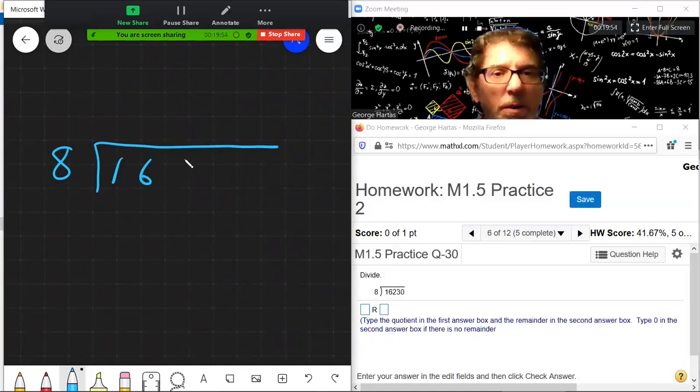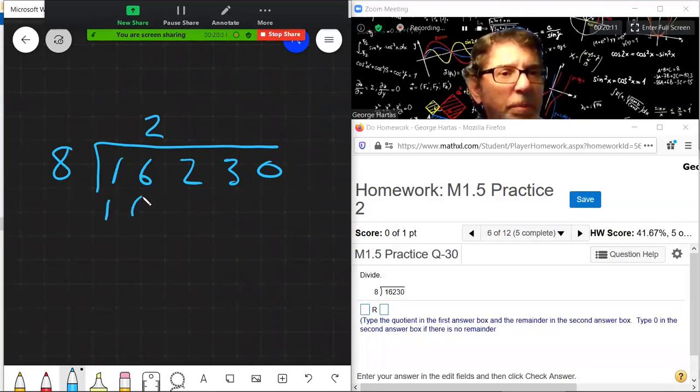1, 6, 2, 3, 0. Make sure you leave plenty of space between the numbers. Can 8 divide into 1? Nope. Leave it blank. Can 8 divide into 16? Yes. 2 times. Because 2 times 8 is 16.